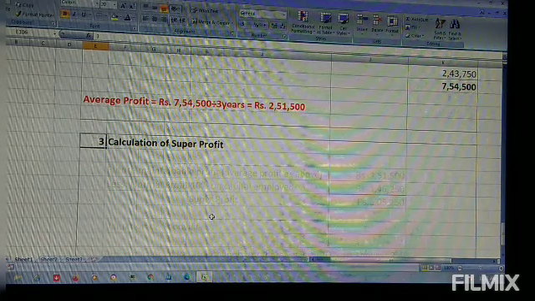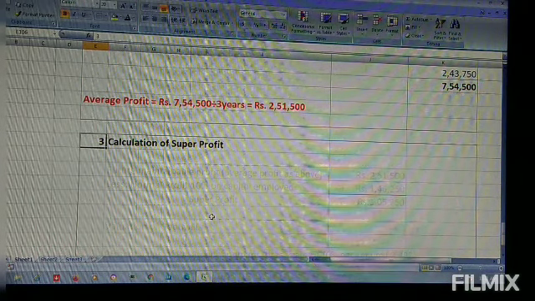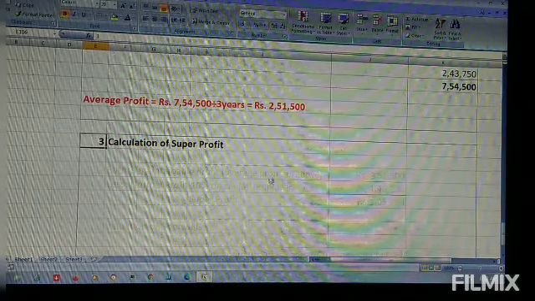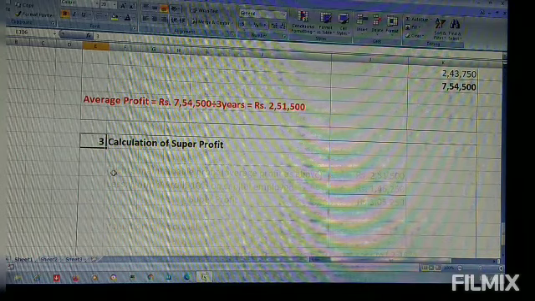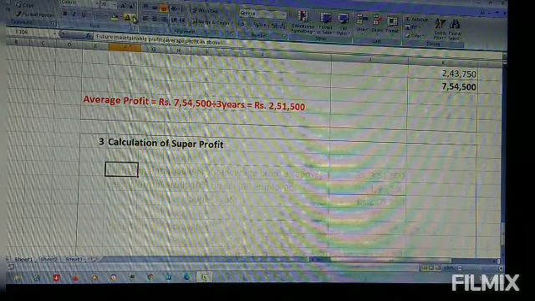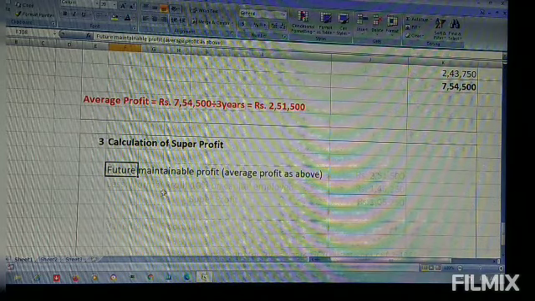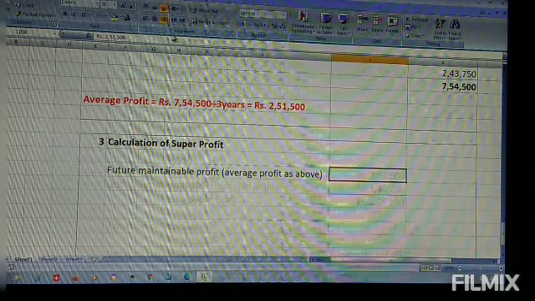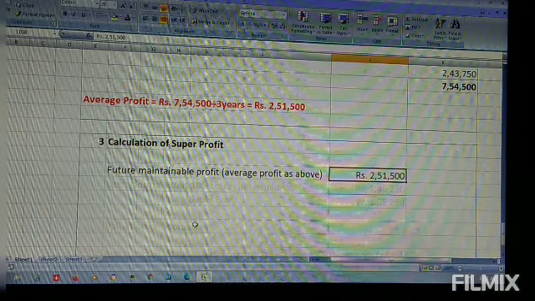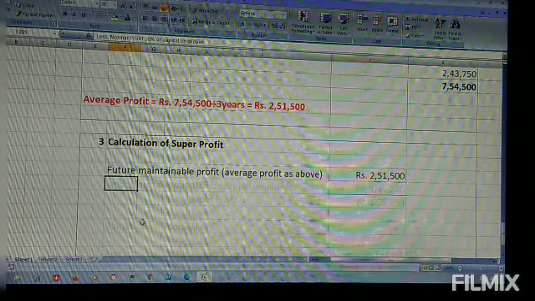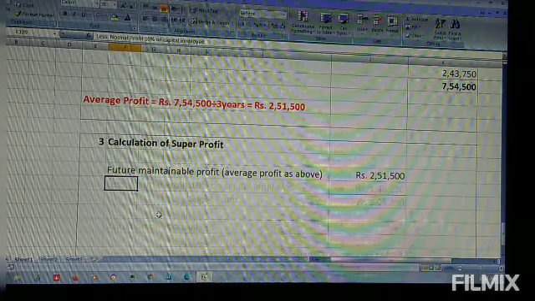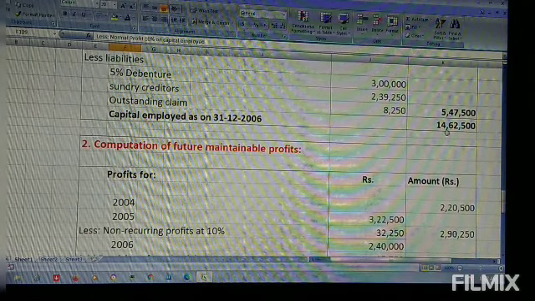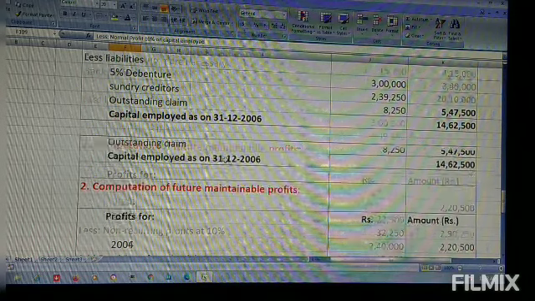First we have to take future maintainable profit. Future maintainable profits we have taken, that is nothing but average profit, 2,51,500. Then normal rate of return is given, right? Normal rate of return is 10% on capital employed. The capital employed we ascertained is 14,62,500.